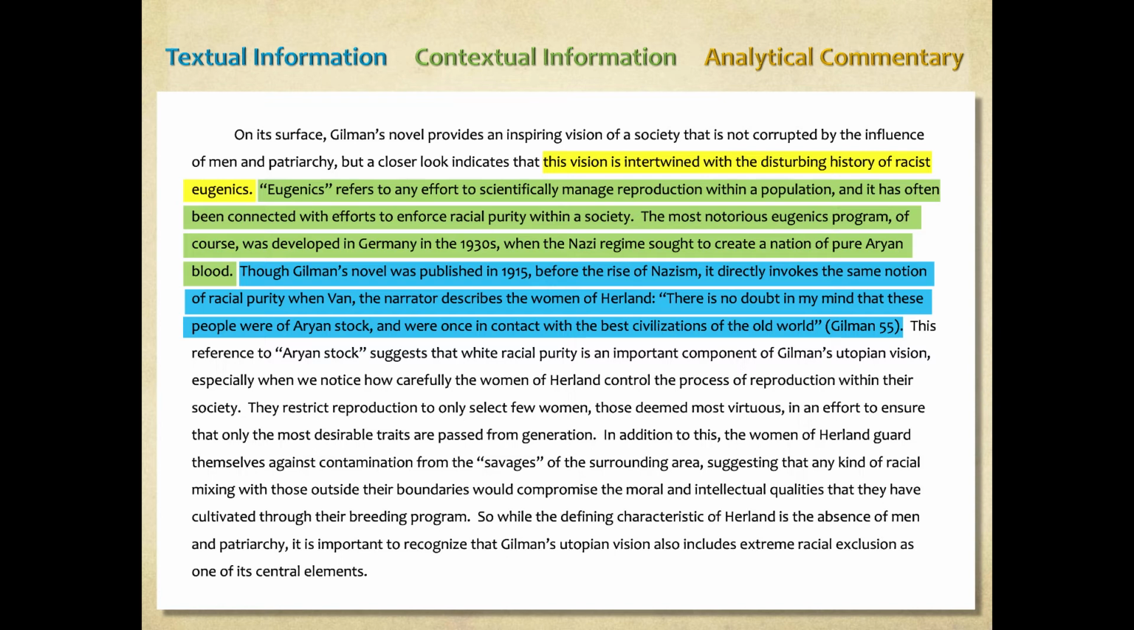Okay, here Jada is providing analytical commentary. She is interpreting the textual evidence that she just provided, partly by connecting it to another observation about the text, the observation that the women of Herland control the process of reproduction within their society.